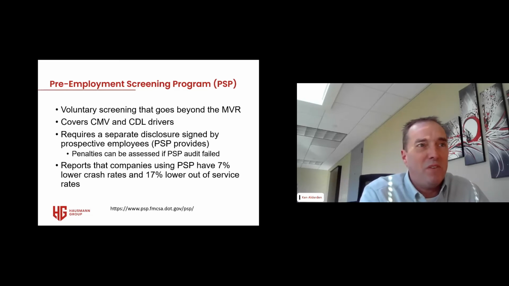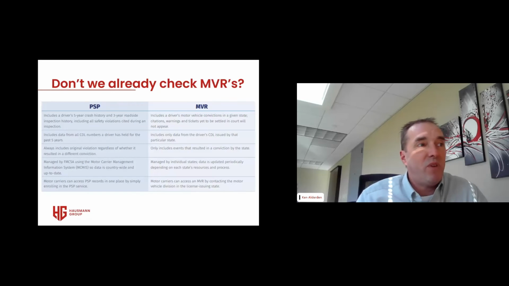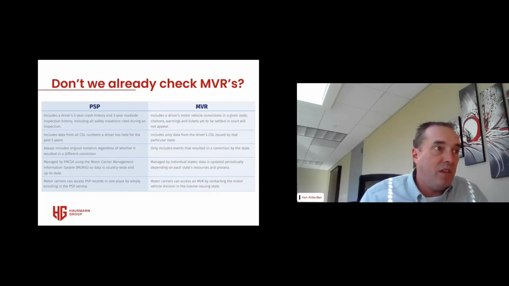Can't answer that question for you. It does give you some more information if you're looking for the data as to what else is out there. Basically, it provides 5 years with the crash and 3 years with the roadside inspection data versus just your typical MVR data that the state's going to give you.